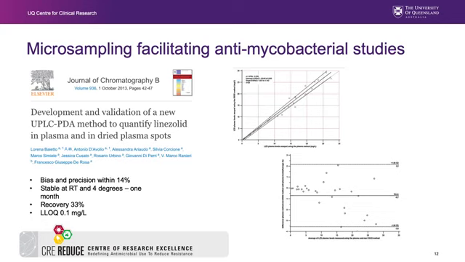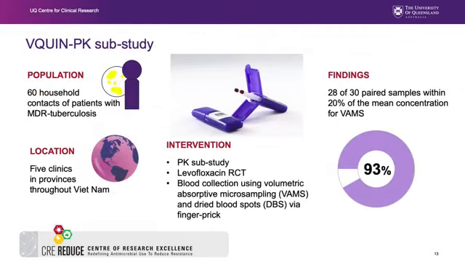The next study is one I've been working on with Andrew, and he'll be seeing this data for the first time as well. This is a study we're doing, the VQuin PK sub-study. It's on 60 household contacts of patients with MDR tuberculosis in Vietnam. We're looking at levofloxacin, and we've been using the VANS device. This is the one I showed you the first video of, and we've been using that to collect blood. We've also collected dry blood spots, but I don't have that data yet.